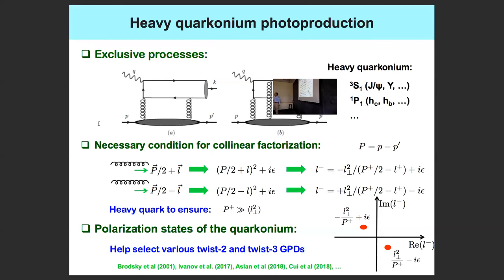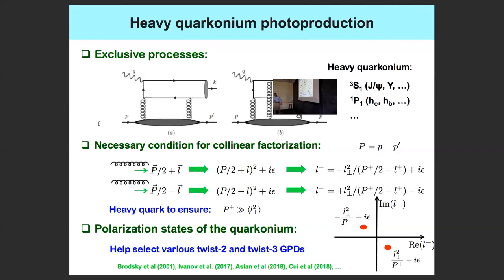So that actually is important. That's why you need a hard scale here. Make sure this pair as a whole provides enough plus momentum to combine with this particle, whether it's real or virtual, to create enough s-hat, to create a heavy quark. You have to have a lot of QT, otherwise you're in trouble. The calculation will not work. So these are the sort of necessary conditions.